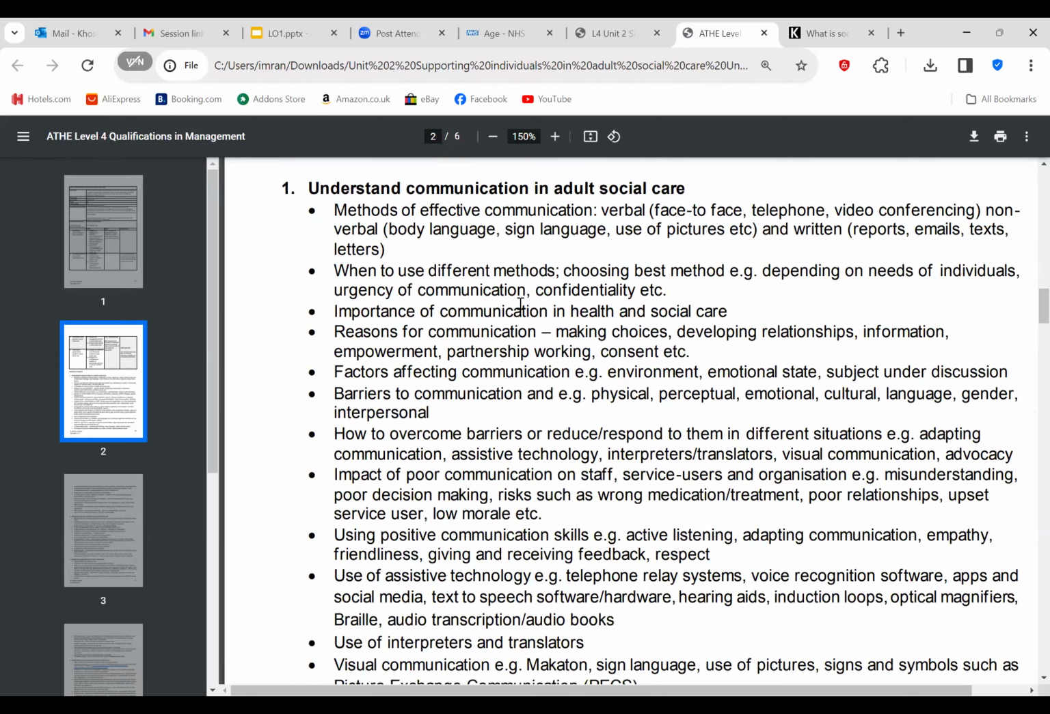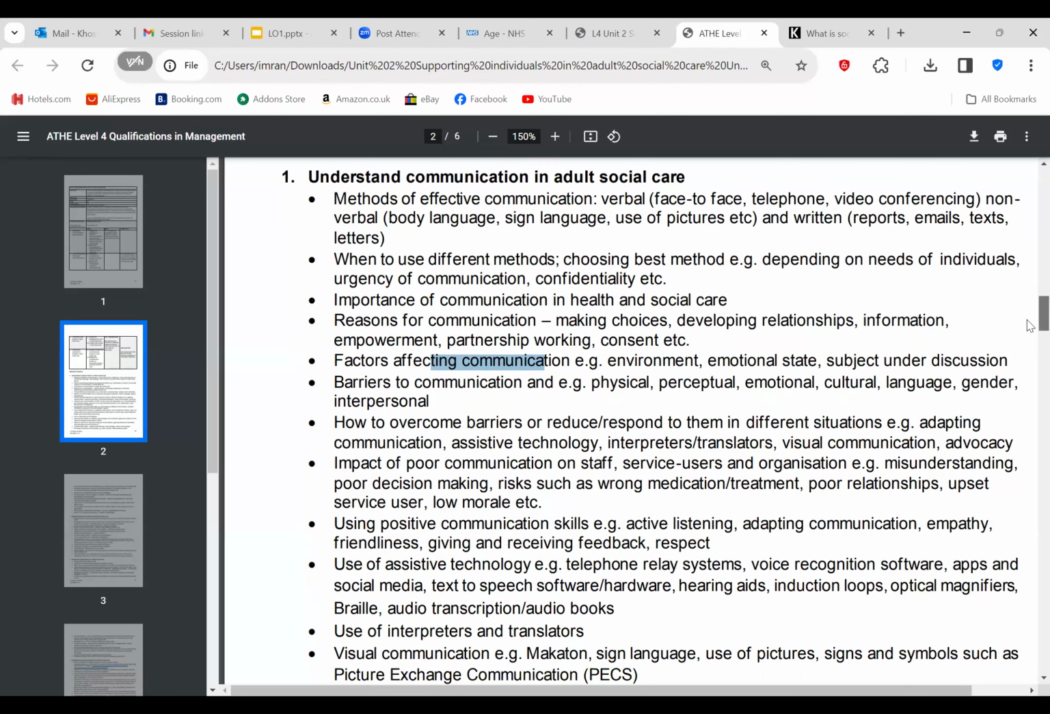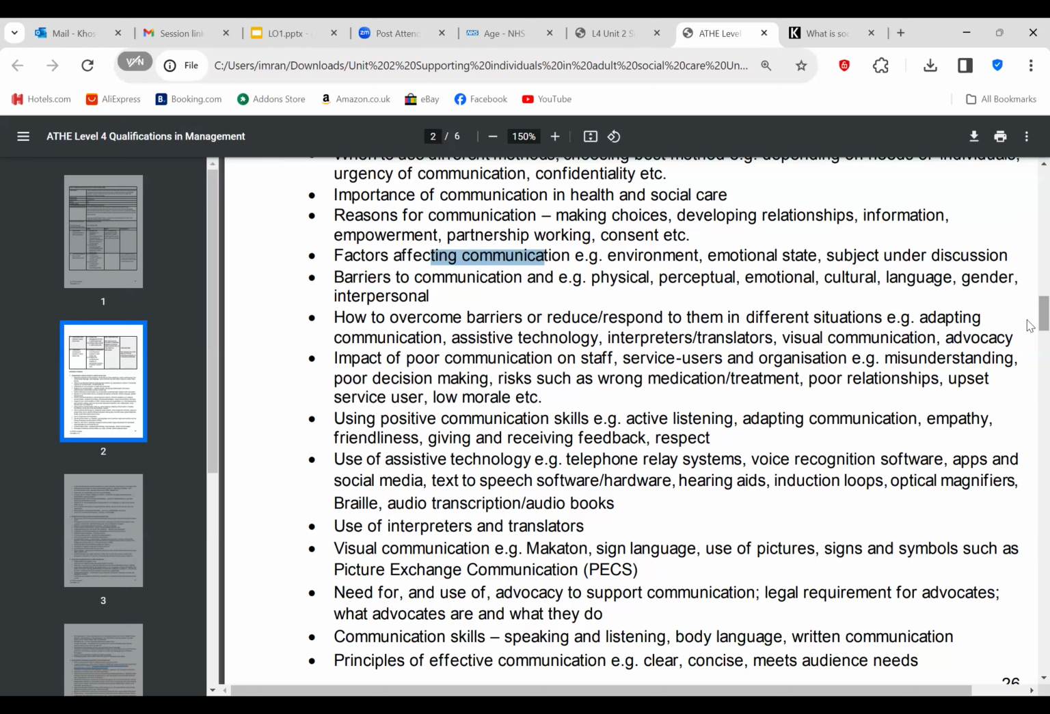It's a lot that we see here, but basically we want to see methods of effective communication. What are the different levels of communication that we'll talk about in adult social care? When to use different methods, which is best for which person. If there's a person with a hearing disability, you would not want to go for just a verbal conversation, and that too on a telephone, for instance. Importance of communication in health and social care. Why is it important? Reasons for communicating. Factors that affect communication. There are different factors. We know that the environment, the emotional state, and the subject under discussion all impact communication.